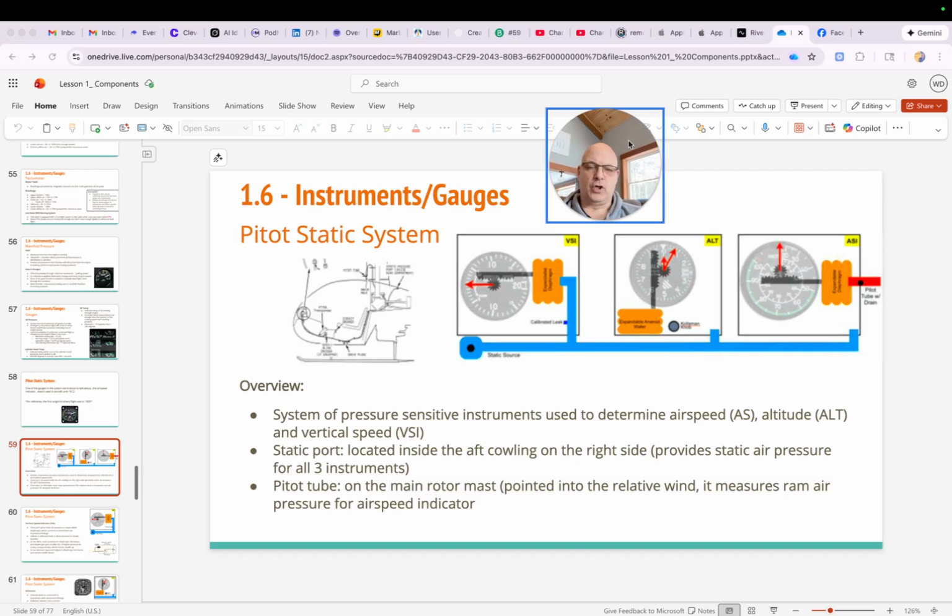The 3 instruments we talked about are going to be the airspeed indicator, vertical speed indicator, and the altitude indicator. These are all pressure-sensitive instruments that determine the airspeed, altitude, and the vertical speed. And it's an exchange of information really behind the gauges that is taking place that's causing small differentials in pressure. So where do we get the information from?